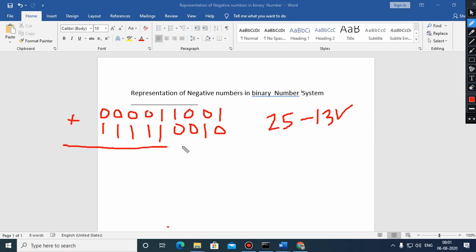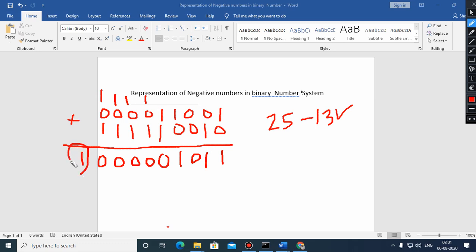So just add these two numbers. You will be getting 1 here, 1 here, 0, 1, and 1 plus 1 sum 0, carry 1, and this is 0, 1 will be forwarded again, this is 0, 1 will be forwarded again, this is 0, 1 will be forwarded again, and this is 0, this is 1. Children, this is the overflow bit, because this bit was the sign bit, and this one has been overflowed.